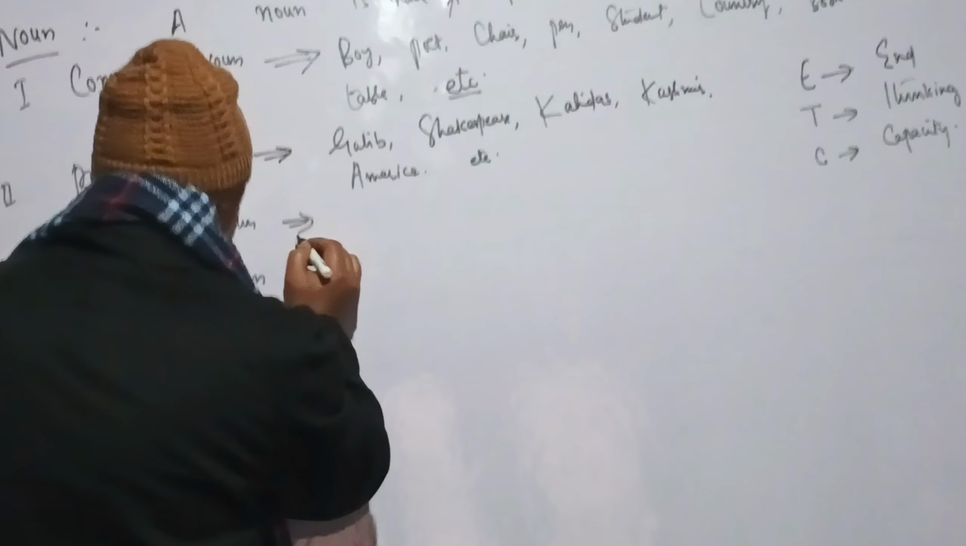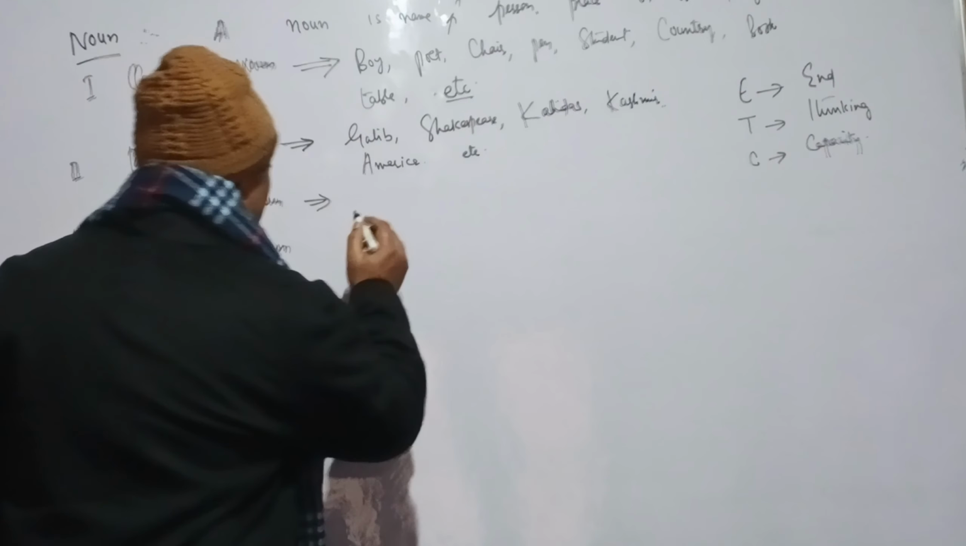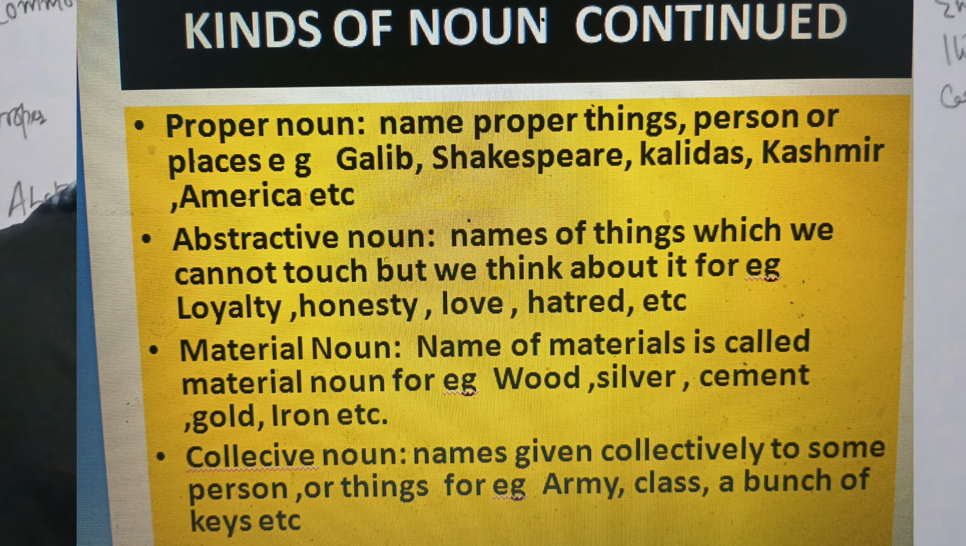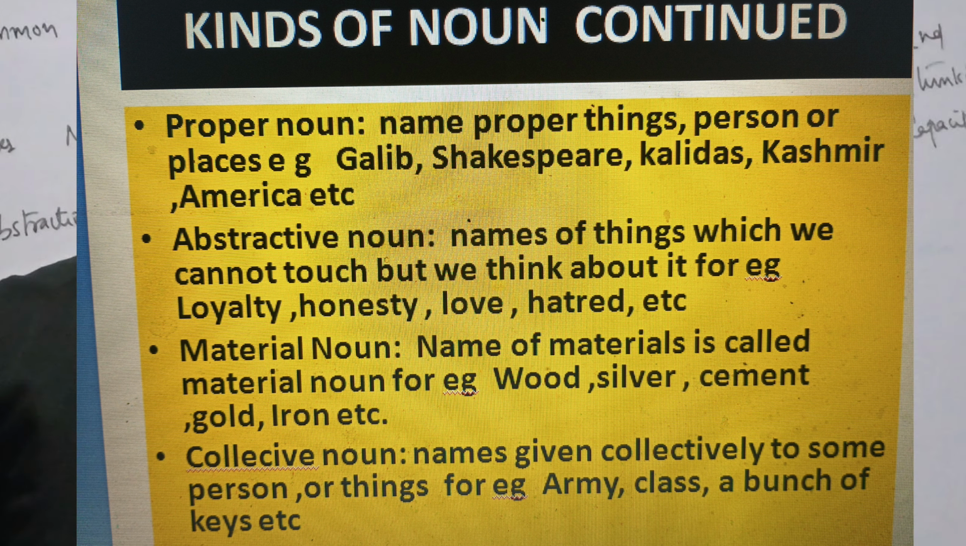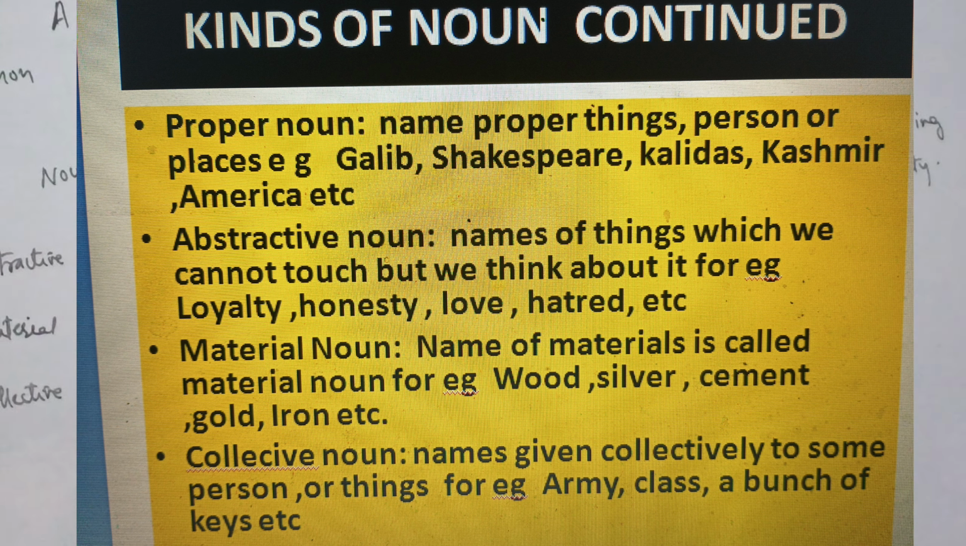Now, move towards the abstract noun. What do you mean by the abstract noun? By the abstract noun, we mean the noun which is not tangible, which cannot be touched, but we think about it. For example, loyalty, honesty, love, hatred, etc.